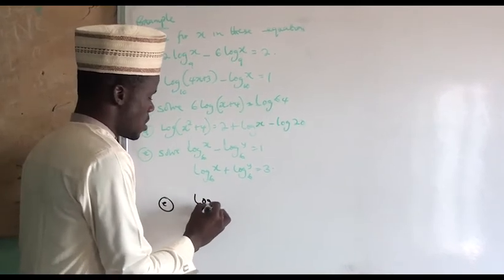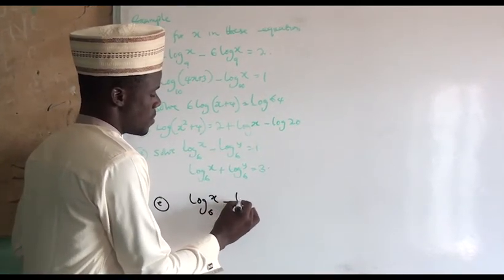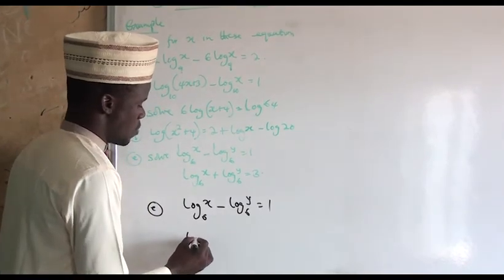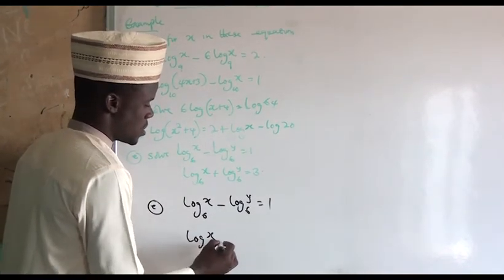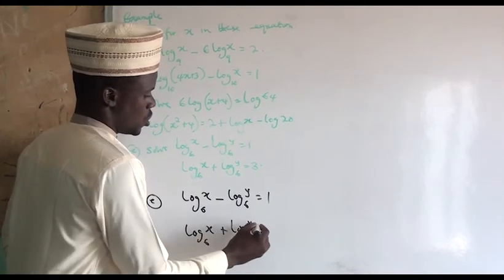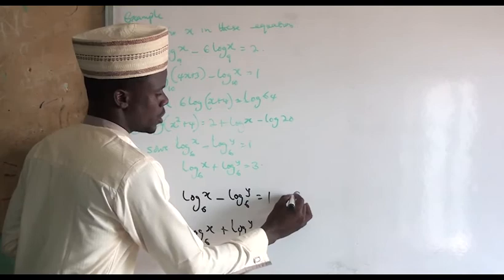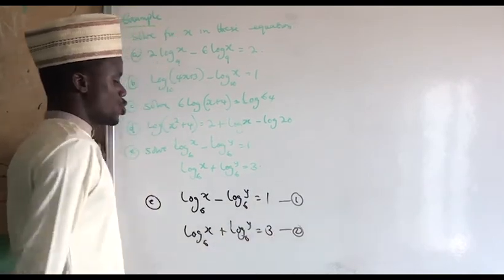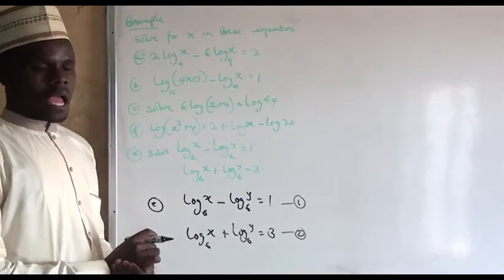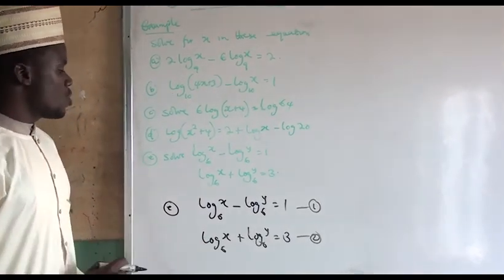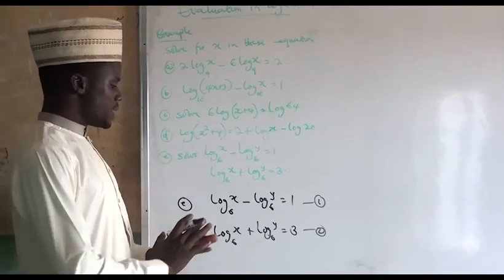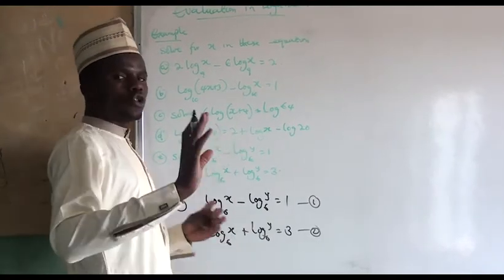It says log x base 6 minus log y base 6 equals 1, and we have log x base 6 plus log y base 6 equals 3. This is equation 1, this is equation 2. So in this case, we have two ways on how to do this. In the first one, we can just eliminate directly. Let's take the two methods.